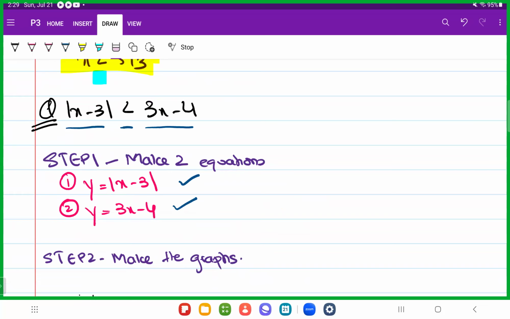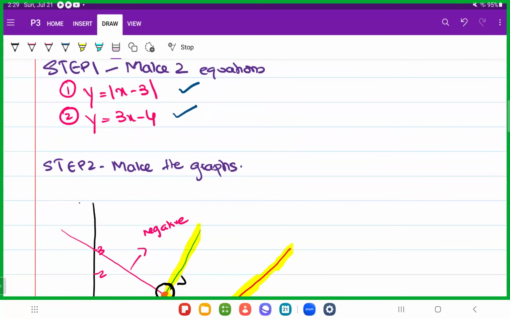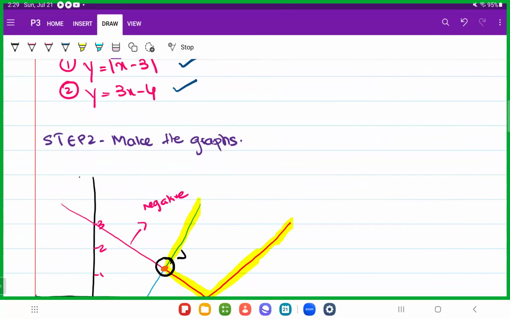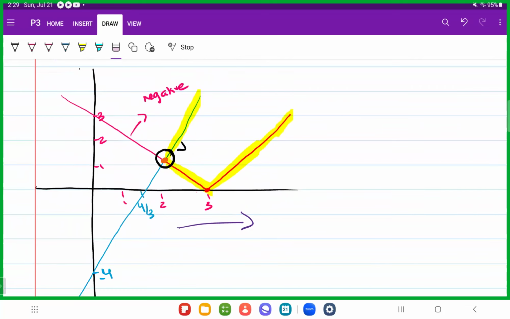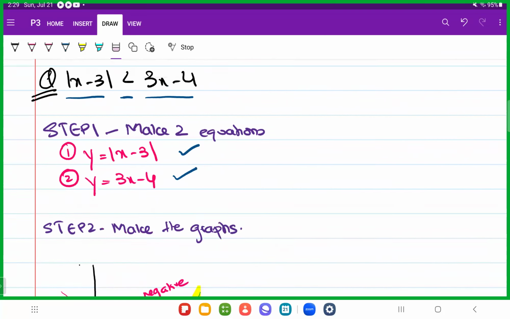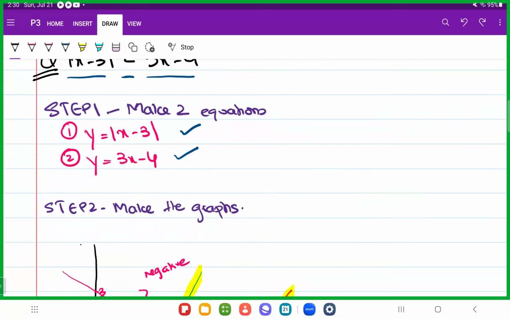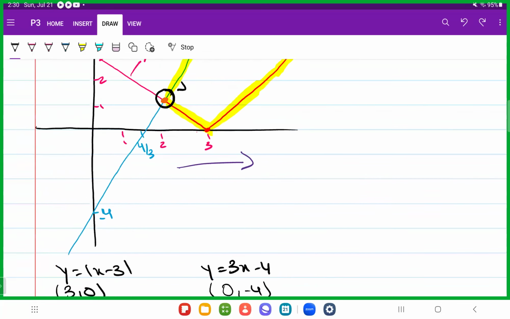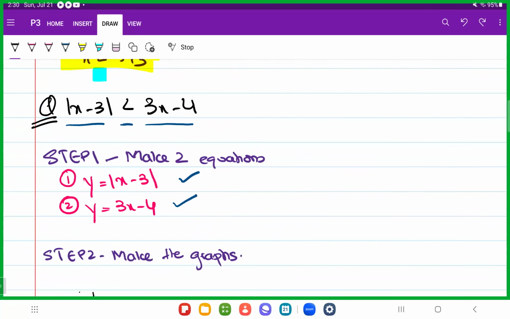So you are clear till here, right? How to make the graph. So you make two equations, you make the graph. Once you have made the graph, how do you make the linear graph? I just plug in values. Yes, you just plug in values, correct. Once you've made the graphs, then you simply have to mark the correct region. How do you mark the correct region now?